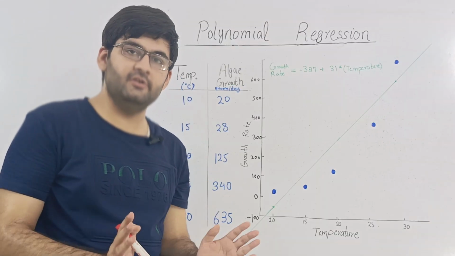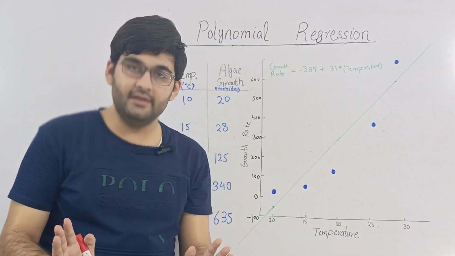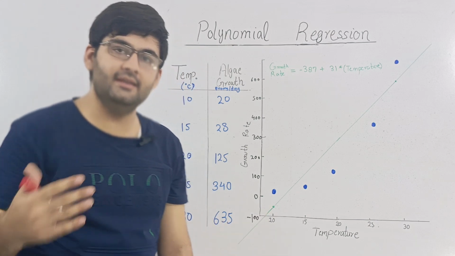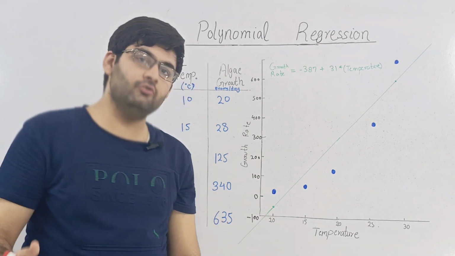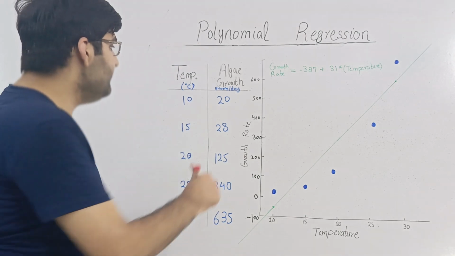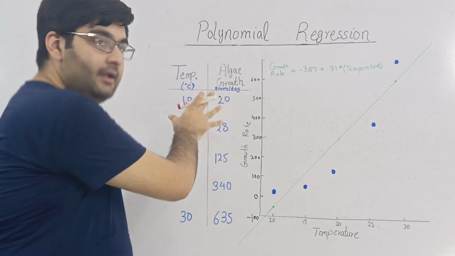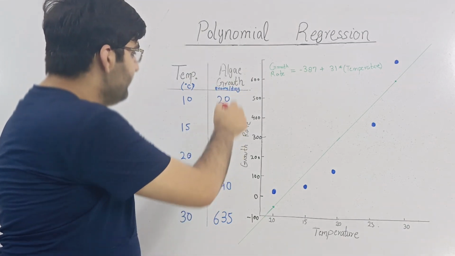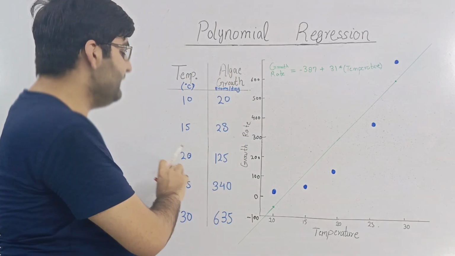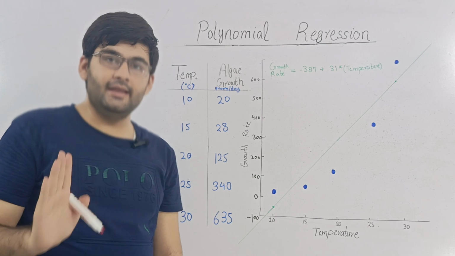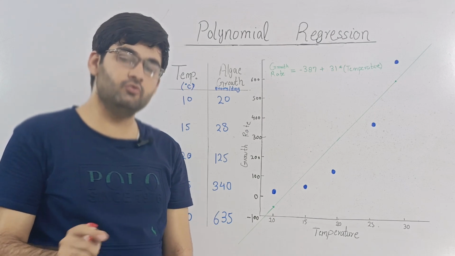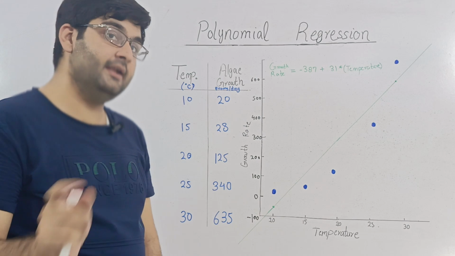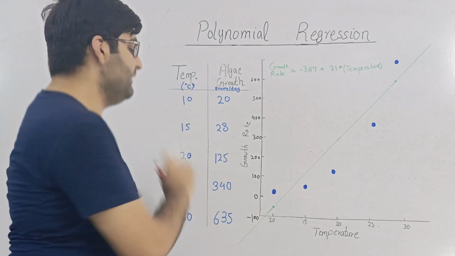Sometimes the relationship between the predictor variable and the target variable is too complex for linear regression. Let me show you an example. Consider this data set from a laboratory that contains the growth rate of algae species at different temperatures. The lab researcher wants to build a model that can predict the growth rate from a given temperature.